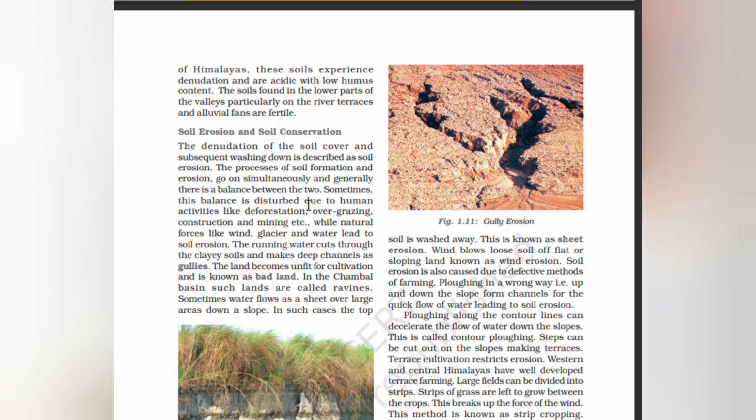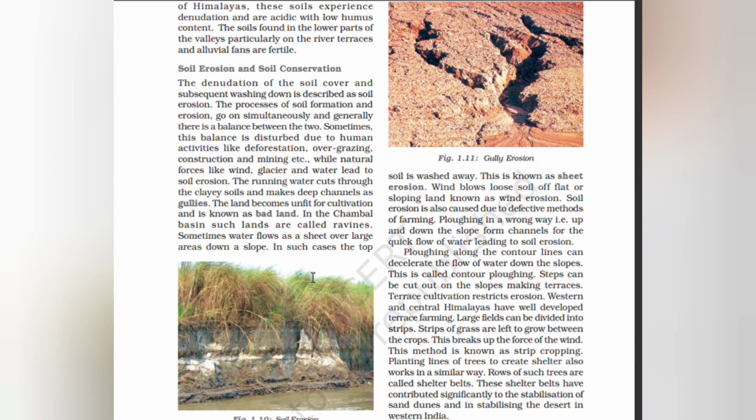Sometimes this balance is disturbed due to human activities like deforestation, overgrazing, construction, and mining, etc. While natural forces like wind, glacier, and water lead to soil erosion. The running water cuts through the clayey soils and makes deep channels as gullies. The land becomes unfit for cultivation and is known as bad land. In the Chambal Basin, such lands are called ravines.